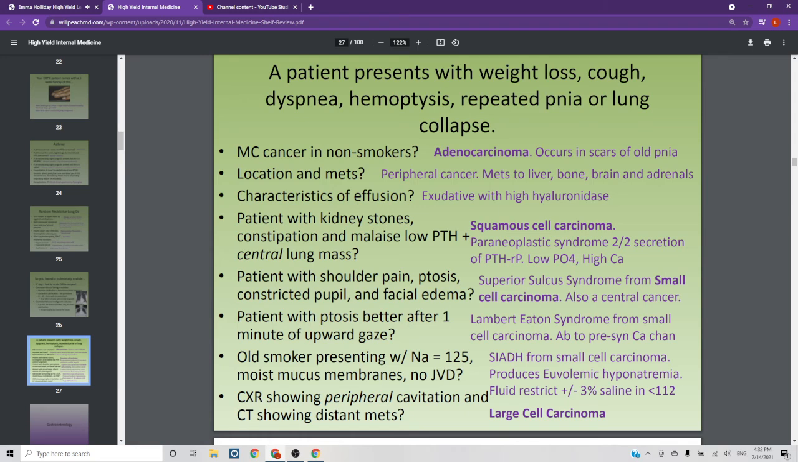Exudative or transudative, do you think? Exudative, and it's got high hyaluronidase. If you're looking for it, probably a little bit less high yields, but there you go.